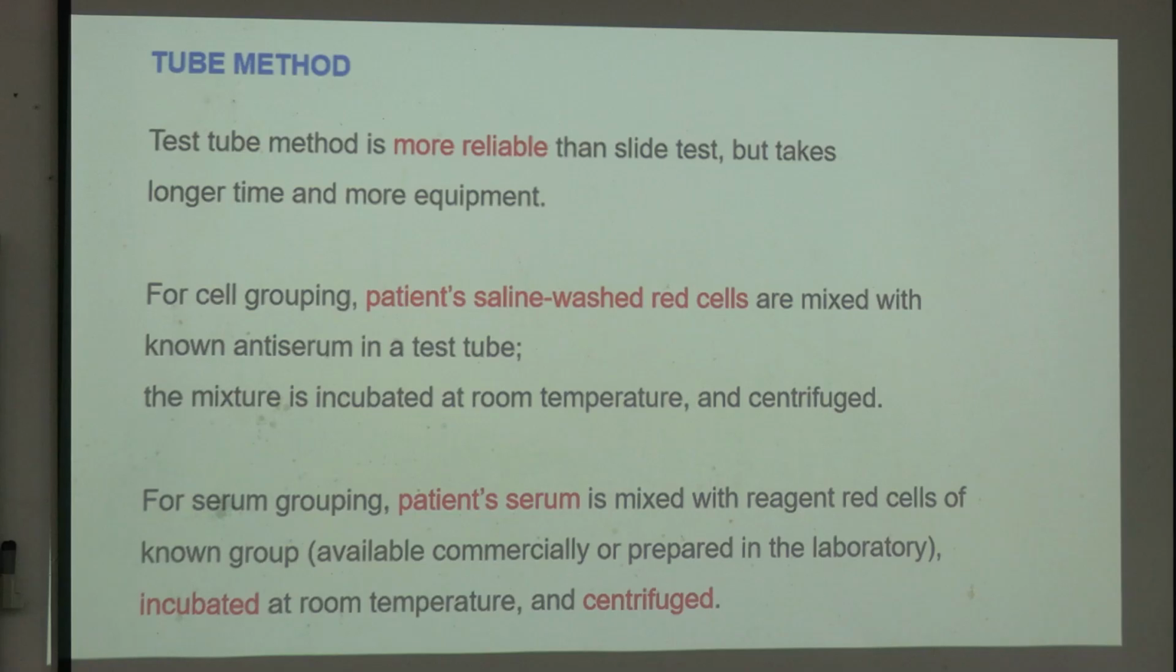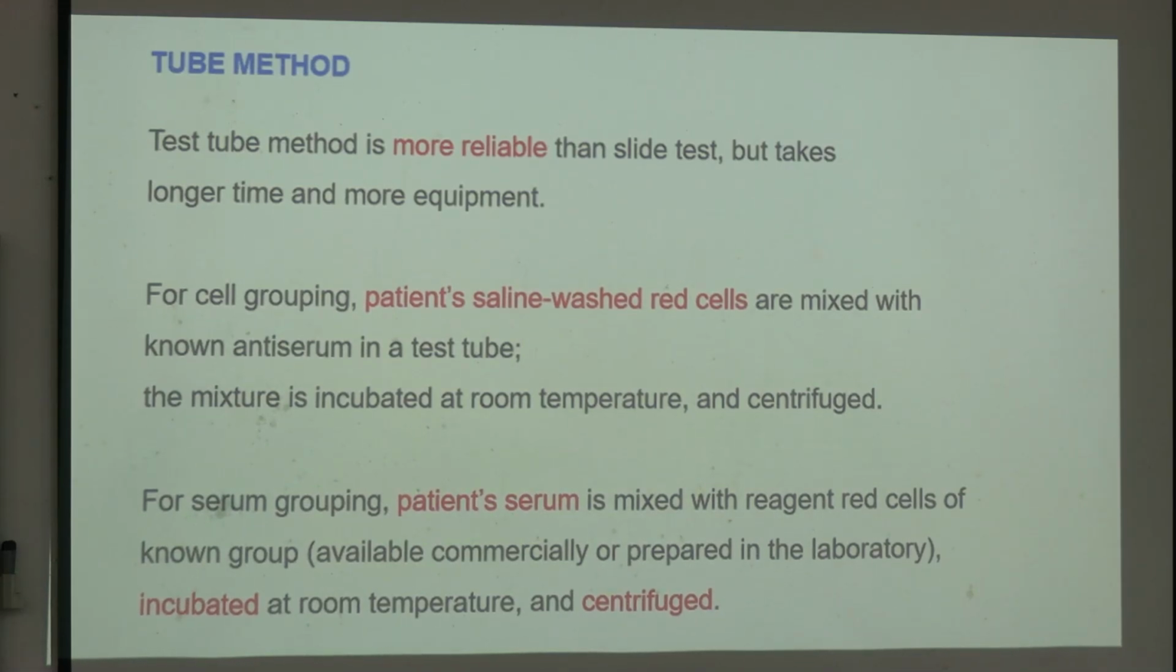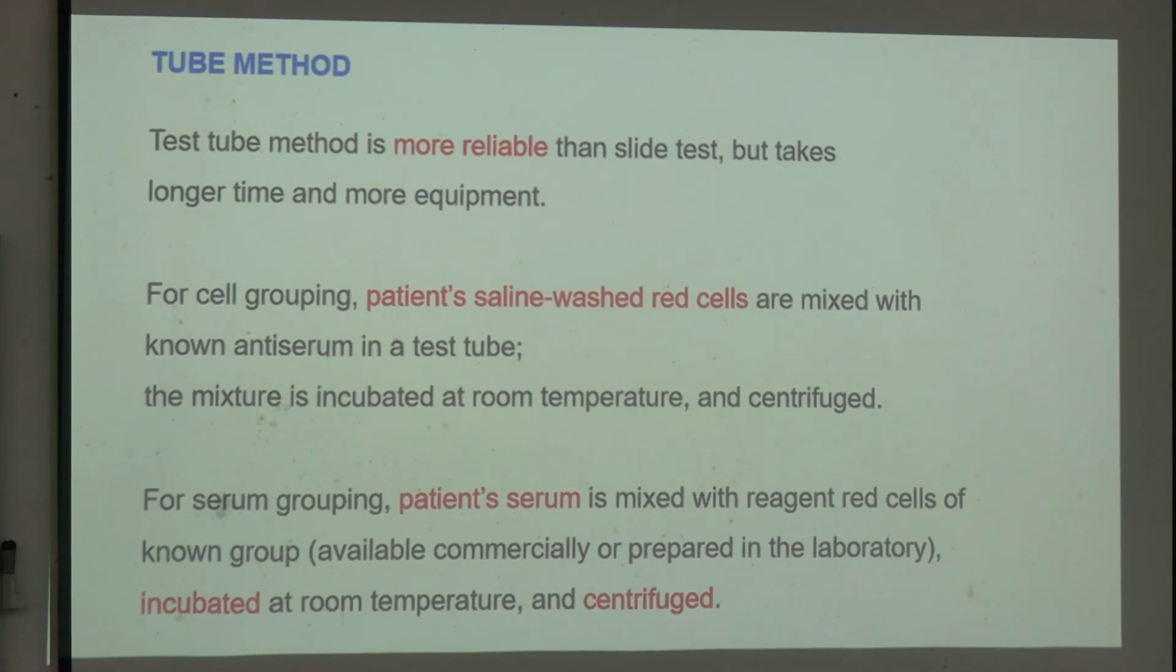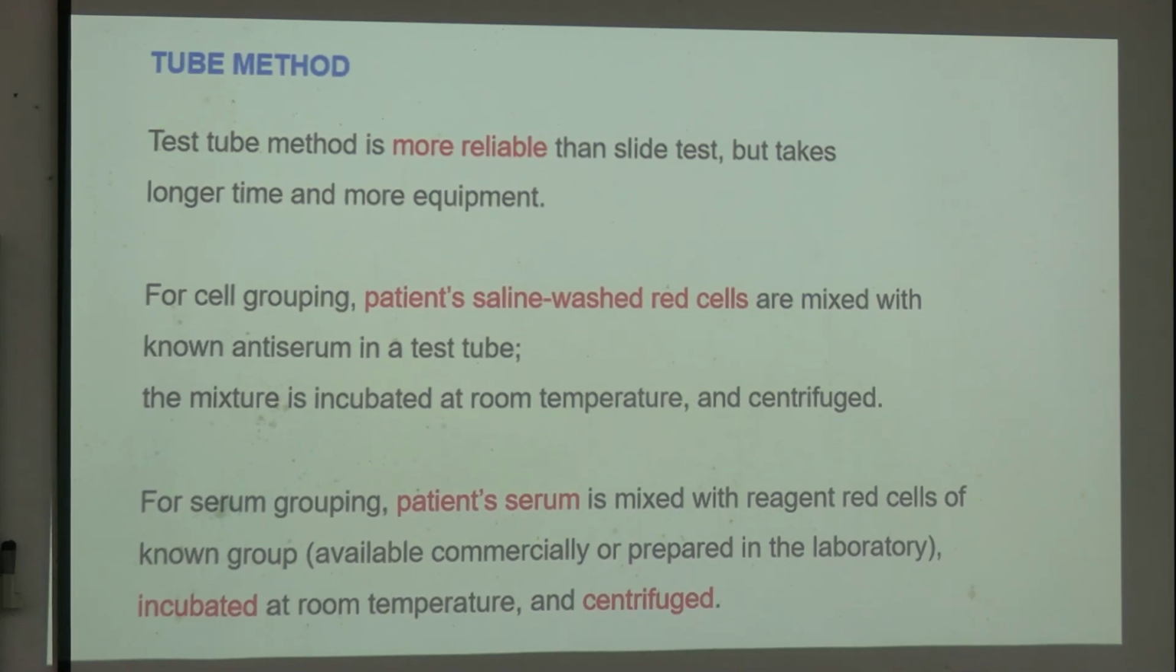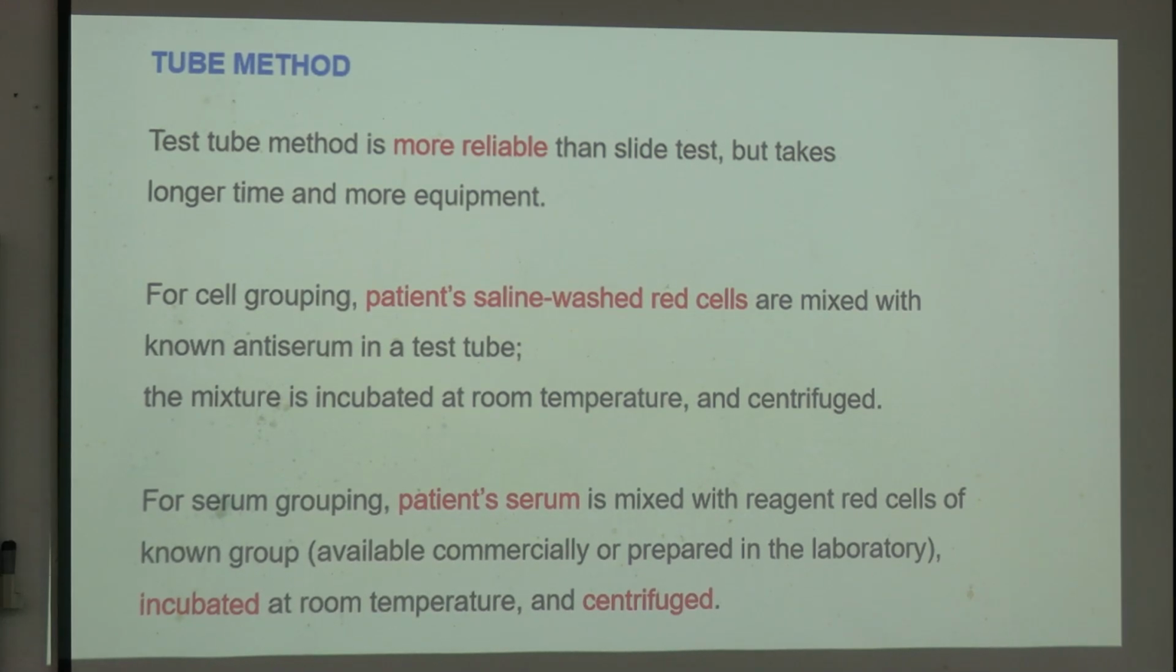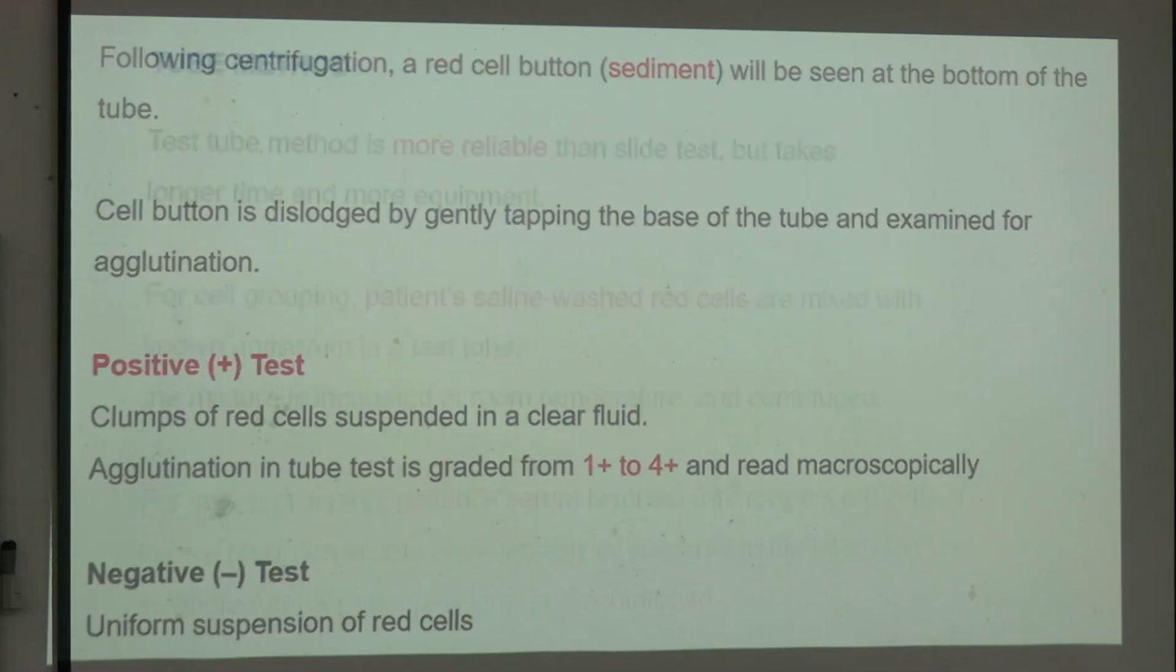Now in cell grouping or the tube method or the reverse grouping, what is done? The patient's saline washed RBCs are mixed with known anti-sera in a tube and the mixture is incubated at room temperature and centrifuged. And for serum grouping, the patient's serum is mixed with reagent RBCs of known blood group. It is incubated at room temperature and also centrifuged.